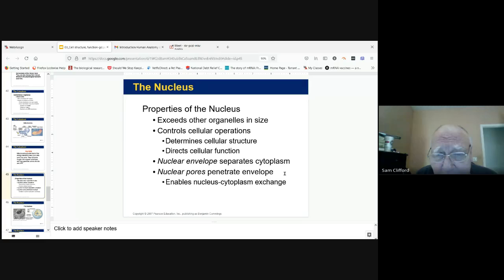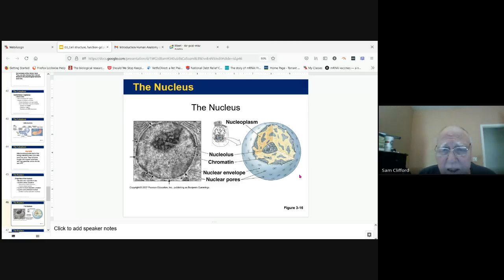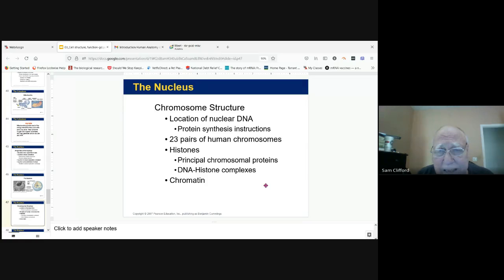Okay, so read through this. That's what the nucleus looks like. It has a structure called the nucleolus. Chromatin is condensed DNA. There are pores in the nuclear envelope or nuclear membrane, and those pores allow substances to go in and out of the nucleus. We all have 23 pairs of chromosomes.